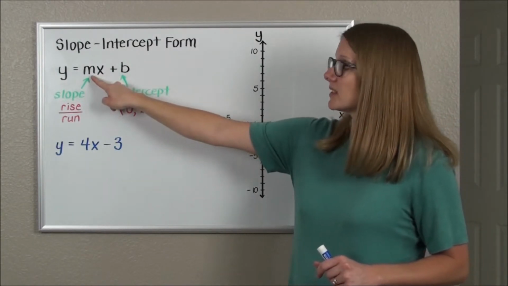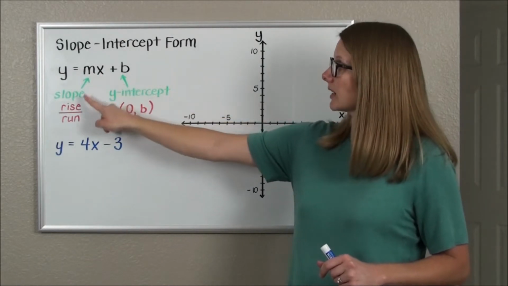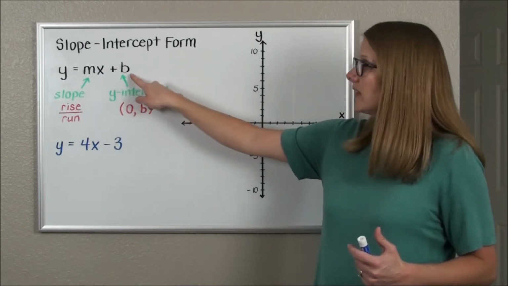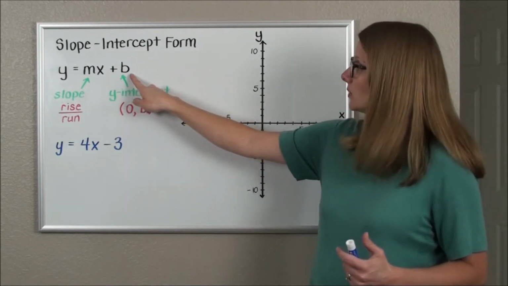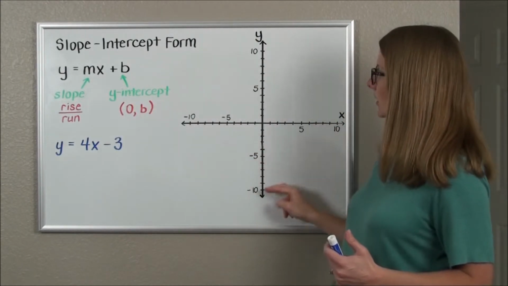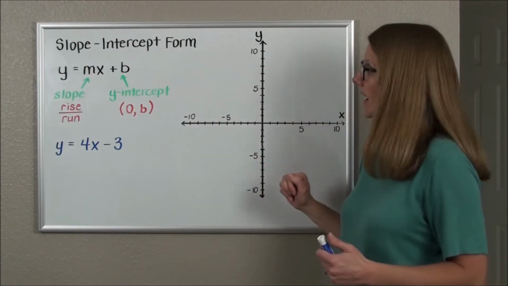Now the number that's the coefficient in front of x, that's going to be our slope, which is the steepness of the line. And then the constant, which has no x attached to it, that number will represent the y-intercept, which is the height at which our line crosses through the y-axis.